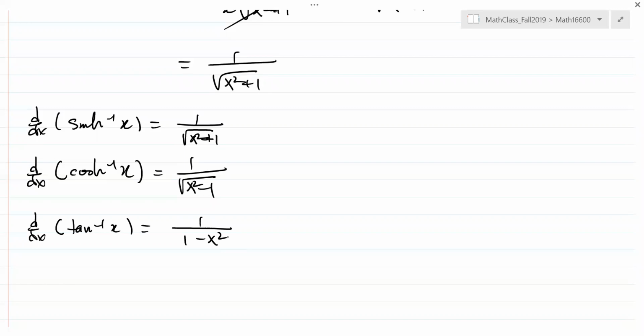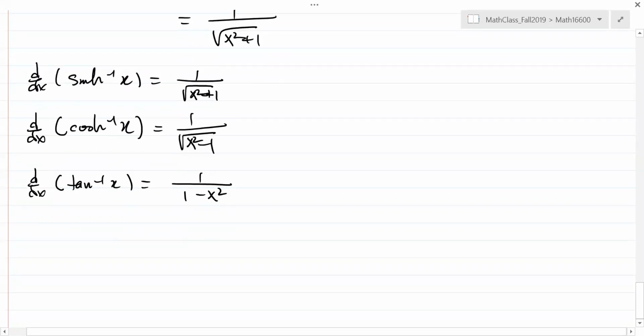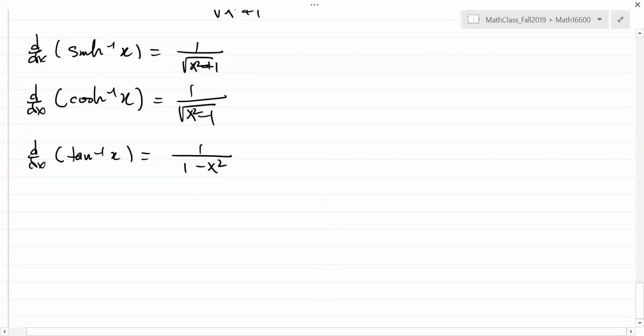All right. So those are the 3 formulas. In the book, maybe you also have the formula for the derivative of the inverse of hyperbolic secant x. We probably don't need it at this moment. So let's do some exercises from the book.